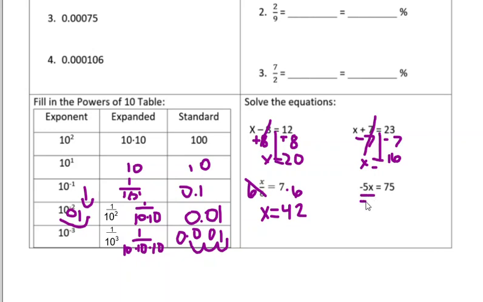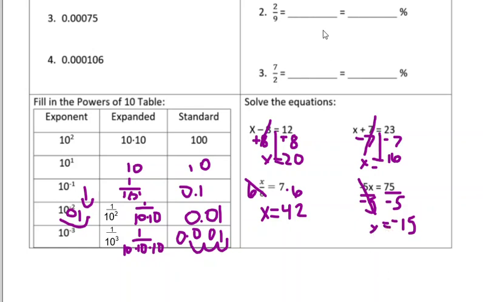Okay, and your next one, we're going to divide because -5 and x, when they're right next to each other, are multiplying. So the opposite would be to divide. Because -5 divided by -5 would cancel out and give me 1. If we do it to one side, we've got to do to the other. So 75 divided by -5 is going to give me -15. So x in this case would be -15.